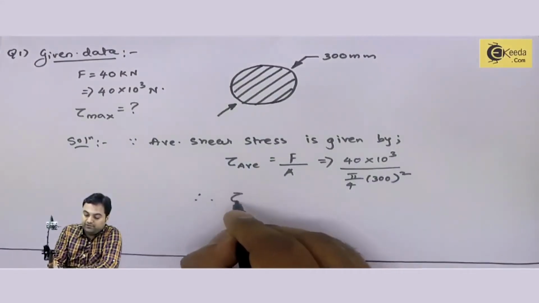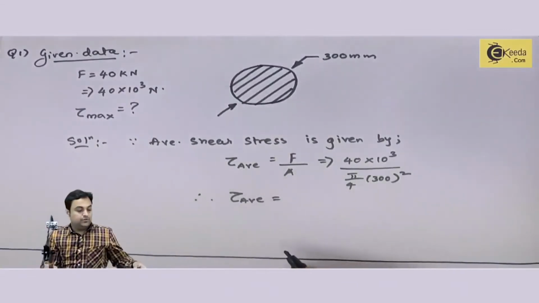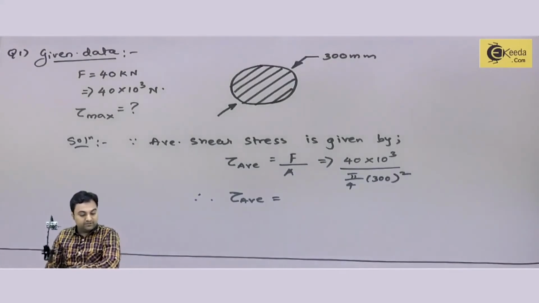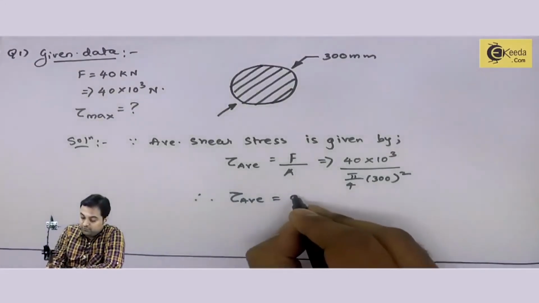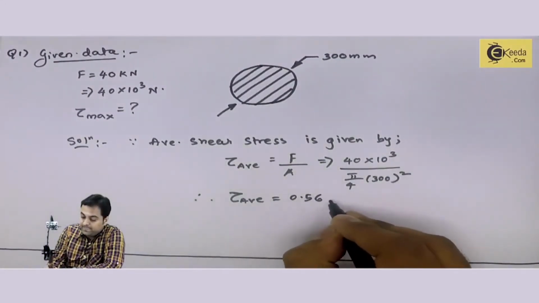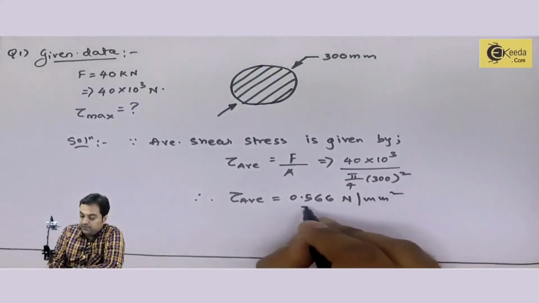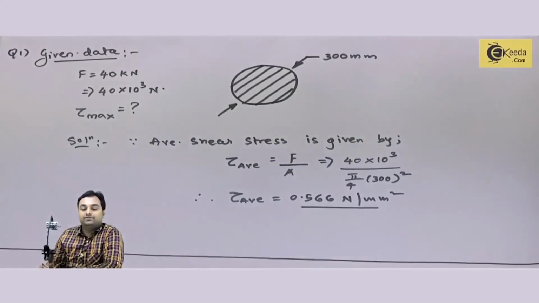So if I calculate this very carefully, I will get my answer of tau average, which comes out to be the answer which I have here. It is 7.068. Okay, that is the answer of area. Tau average is 0.566 Newton per mm square. Okay, so this is tau average.